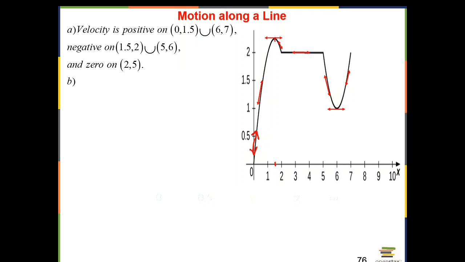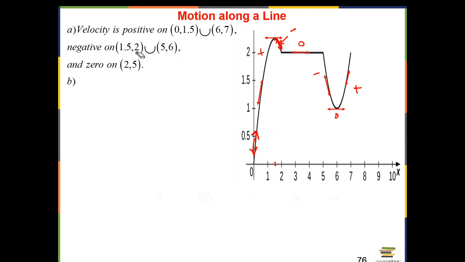And then after 1.5, if you draw a tangent, the slope of this line is negative. So the velocity is negative here. Then the velocity is again 0 over here, right? The velocity is 0 here, positive here, negative here, 0 here, negative again here, and 0 again here, and then positive again here, right? So those are the signs of velocity.